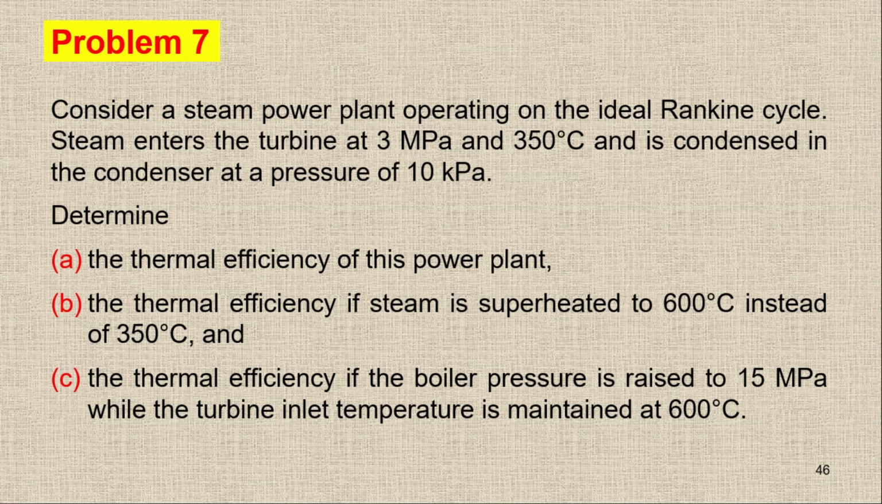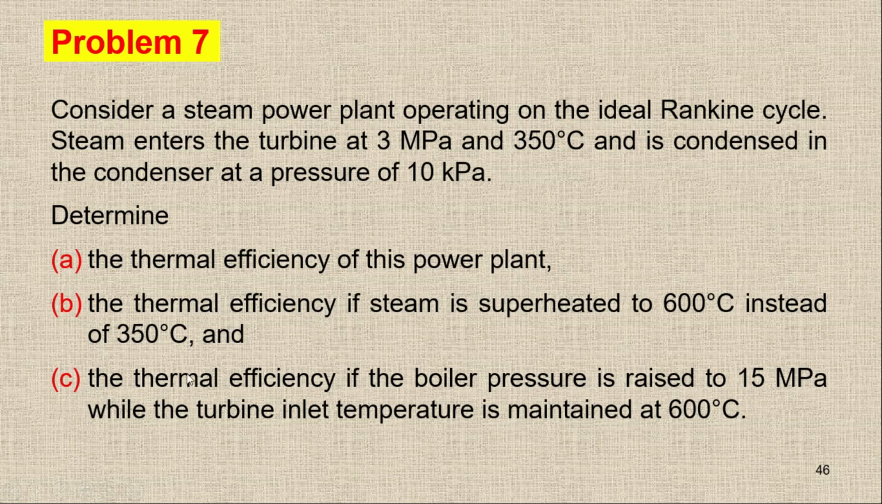So first of all we have to check the thermal efficiency for this power plant. Now in part B, we will find the thermal efficiency again, but in this case the steam is superheated to 600 degrees Celsius instead of 350. So we will maintain this pressure and this pressure, and we will change the superheating temperature, and then we will compare the result to see whether the efficiency is going to increase or not.